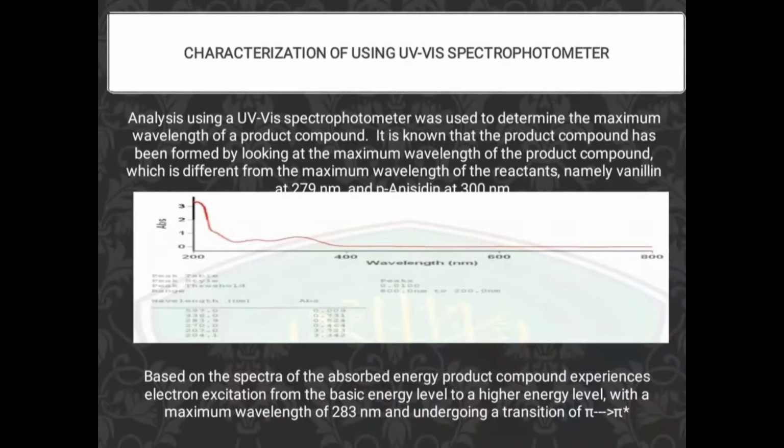Analysis using a UV spectrophotometer was used to determine the maximum wavelength of a product compound. It is known that the product compound has been formed by looking at its maximum wavelength, which is different from the maximum wavelength of the reactants, namely vanillin at 179 nanometers and p-Anisidin at 30 to 100 nanometers. Based on the spectra of the absorbed energy, the product compound experiences electron excitation from the basic energy level to a high energy level, with a maximum wavelength of 183 nanometers and undergoing a transition of π to π*.